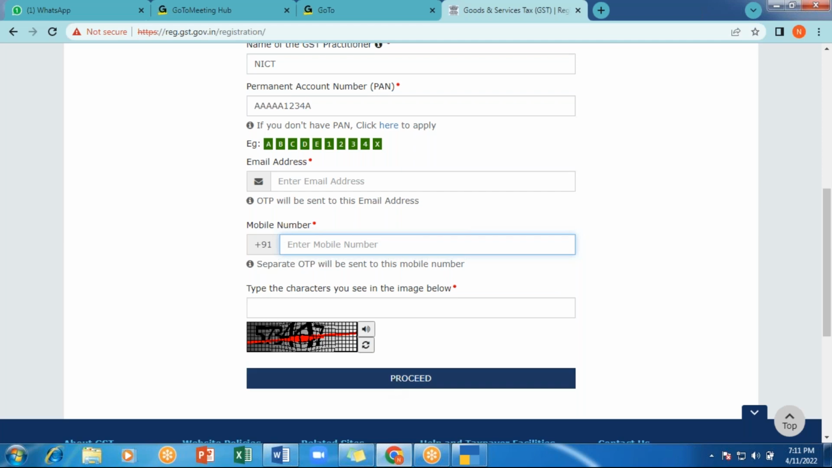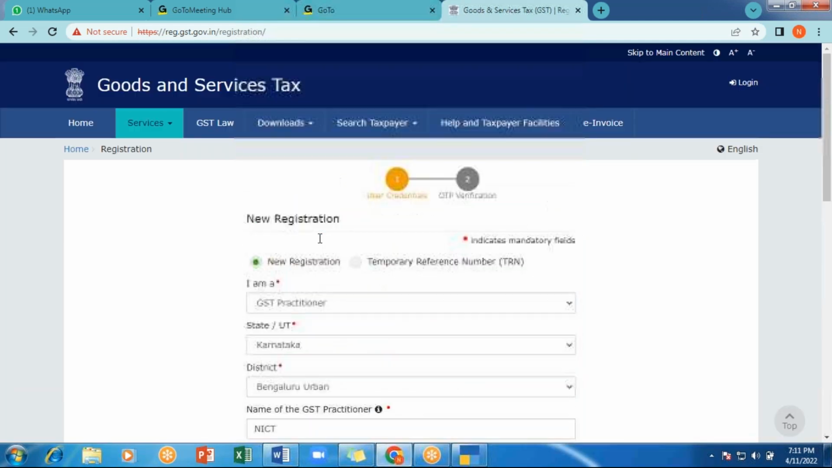When you click on proceed, on the mail ID and the phone number that you have given, you will get an OTP. So in the second step, you will verify the OTP which you have received on your mobile as well as your mail ID. You have to give that. When you give this OTP verification in the second step, it will open the third step.